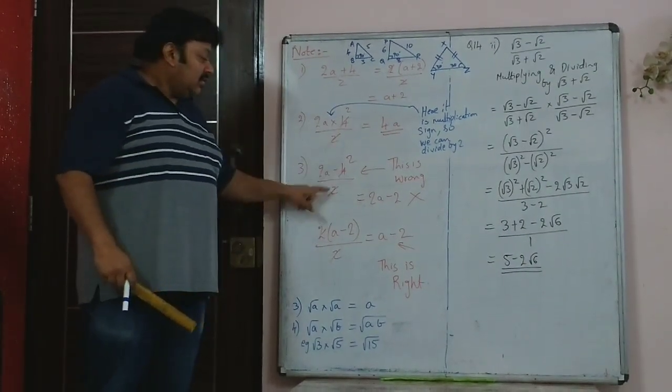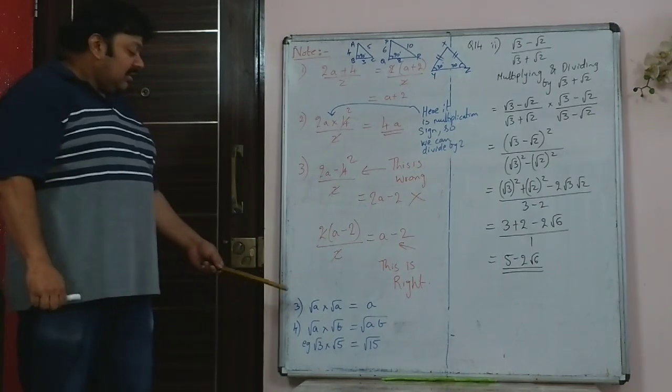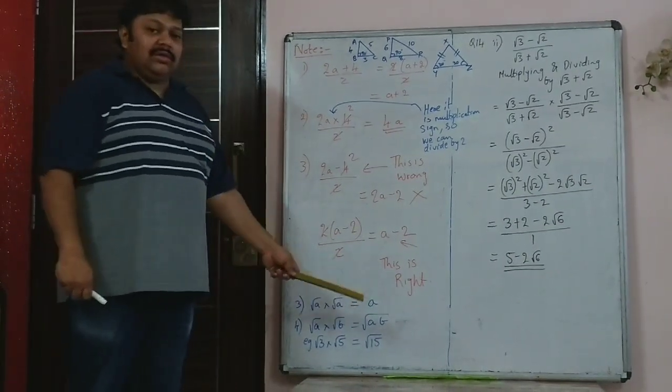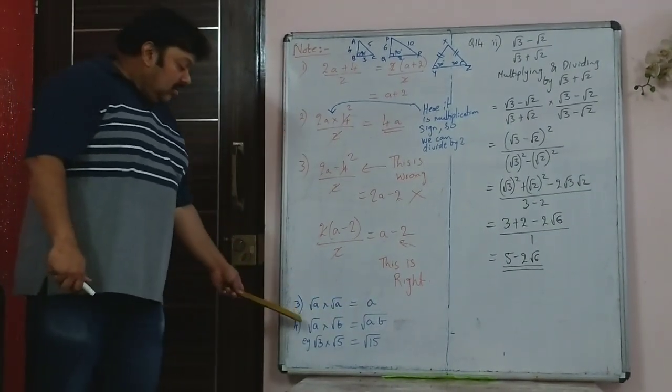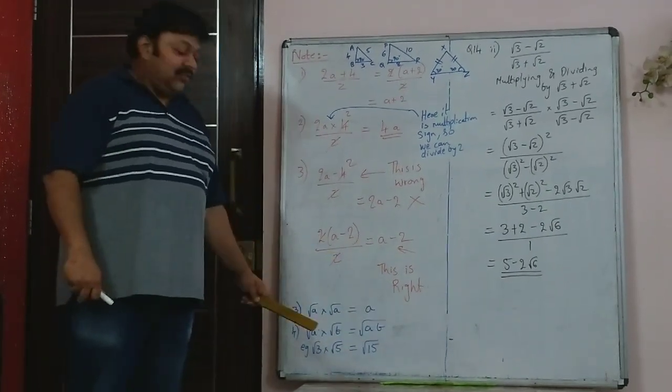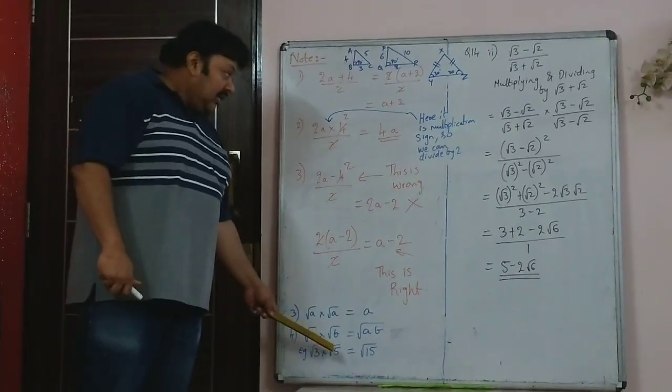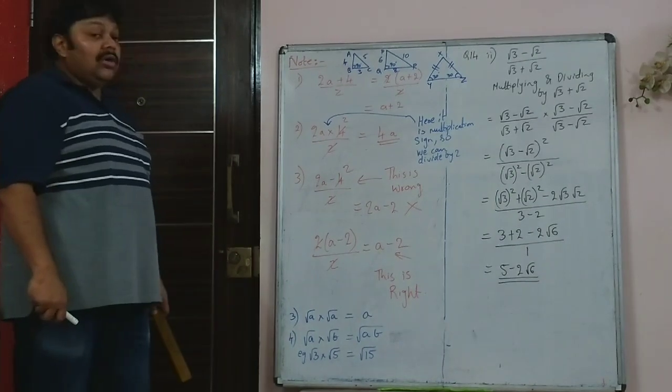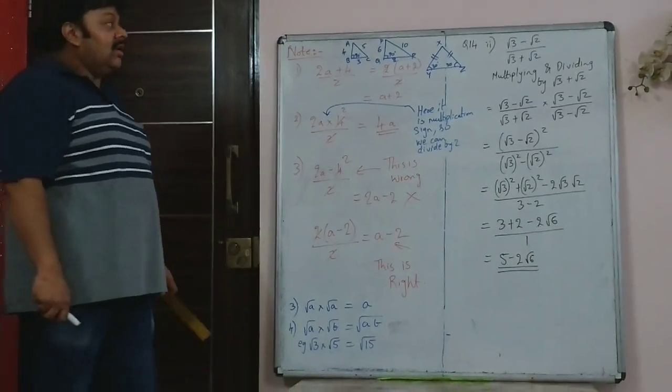So that is not a problem. So this is wrong. Then again understand one thing, root a into root a is a. So root a into root b will be root of ab. For example, if you have root 3 into root 5, that is root of 15. So you can write it that way.